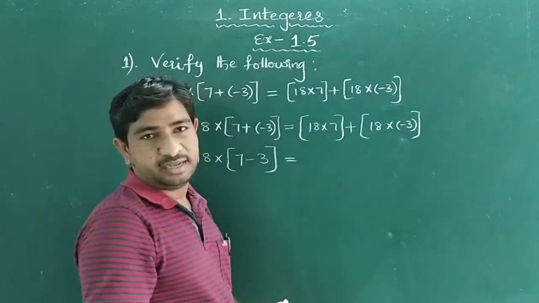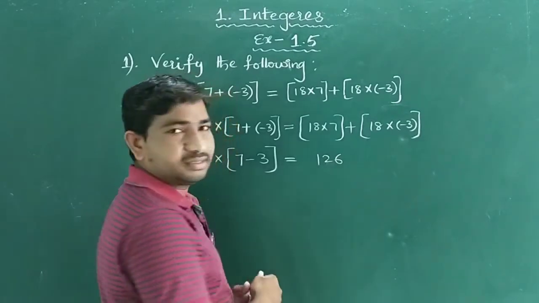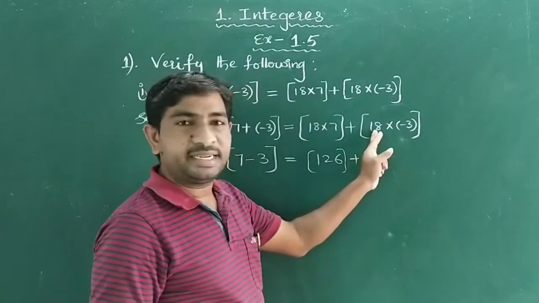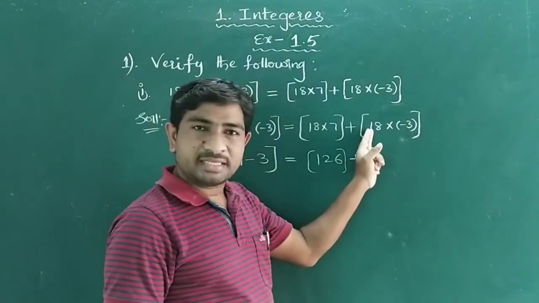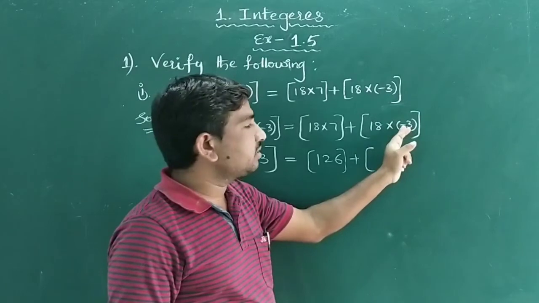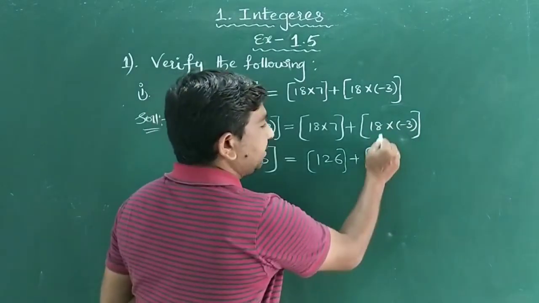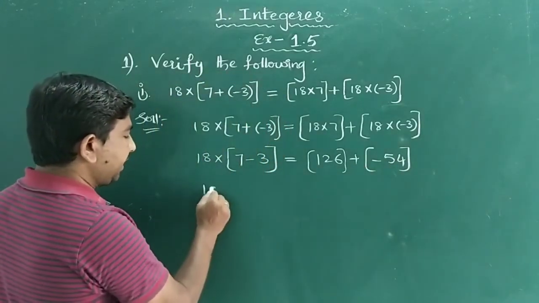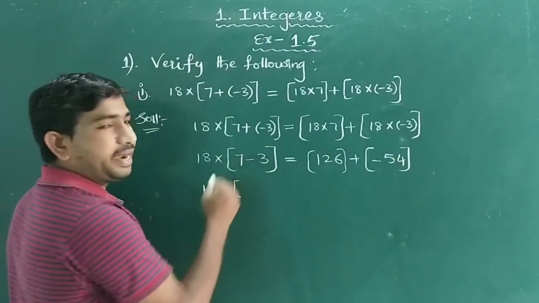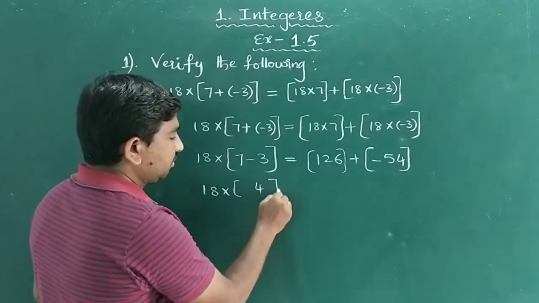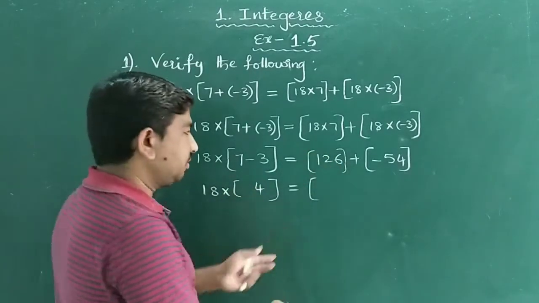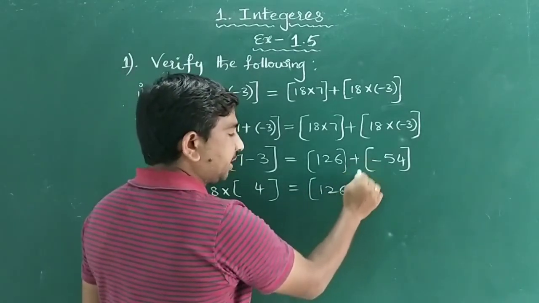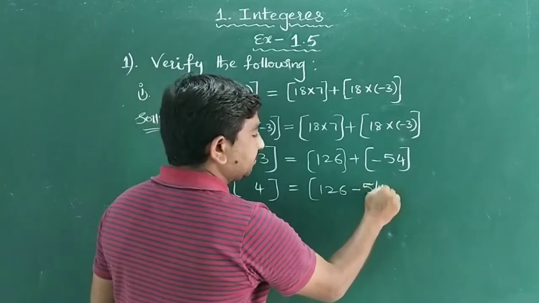Now 18 sevens are 126, write it directly, plus, and now see 18 into minus 3. 18 has the plus symbol and 3 has a minus symbol. Plus into minus is minus, 18 threes are 54. You should write like this. Now 18 into (7 minus 3). What is the value of 7 minus 3? 4. On the right side, 126 as it is, remove the bracket, and plus into minus, minus 54.